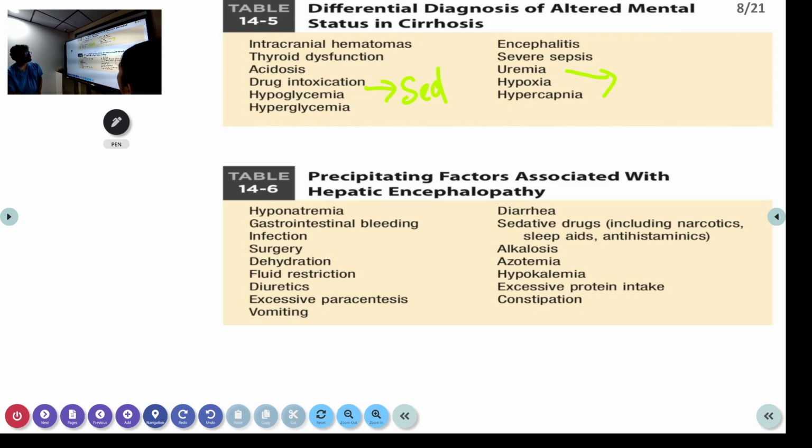Then coming to precipitating factors associated with hepatic encephalopathy: hyponatremia, GI bleed, infections, dehydration, fluid restrictions, diuretics, excessive paracentesis, vomiting, diarrhea, sedative drugs, alkalosis, azotemia, hypokalemia, and excessive protein intake. Constipation is one of the most common precipitating factors of hepatic encephalopathy. Okay.